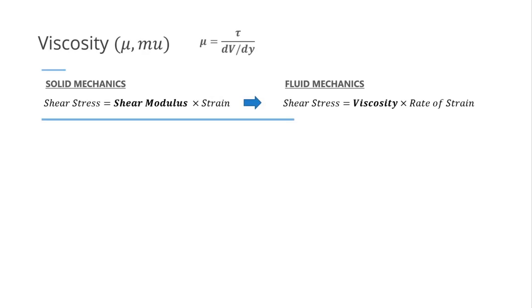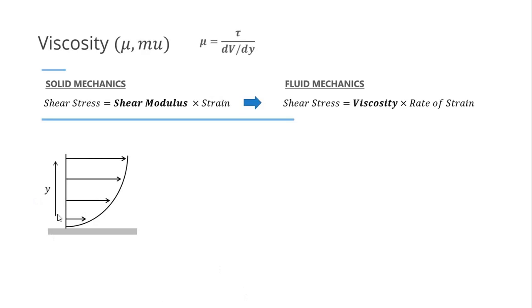The concept of viscosity is the same as shear modulus from solid mechanics. They are the same because they are both constants of proportionality. Our task now is to derive the rate of strain. Okay, so consider a wall here with fluid that has a parallel flow. Every fluid element with distance y from the boundary has a corresponding velocity.